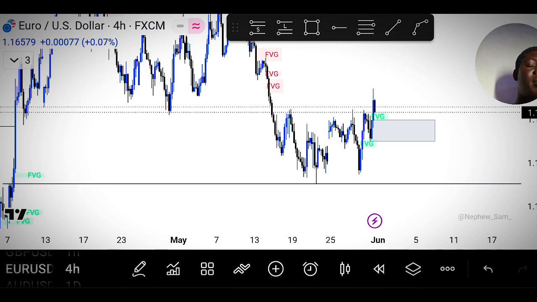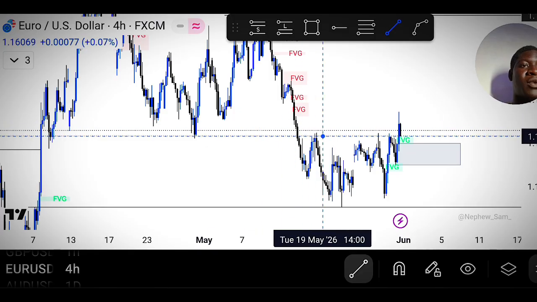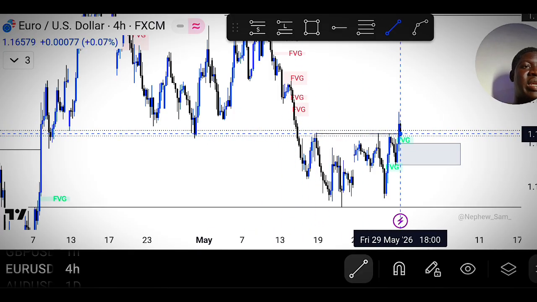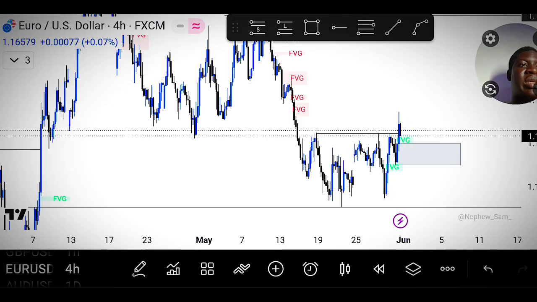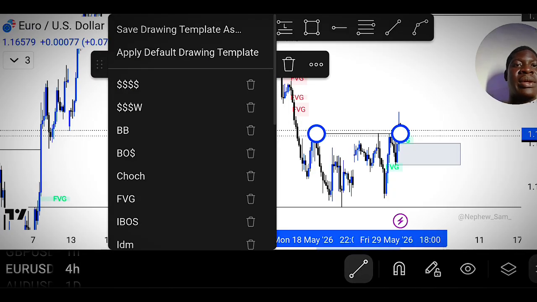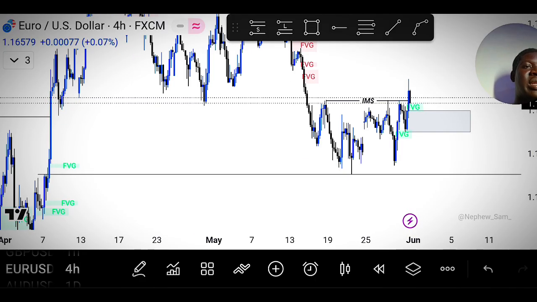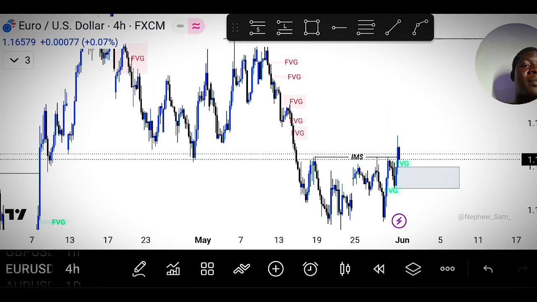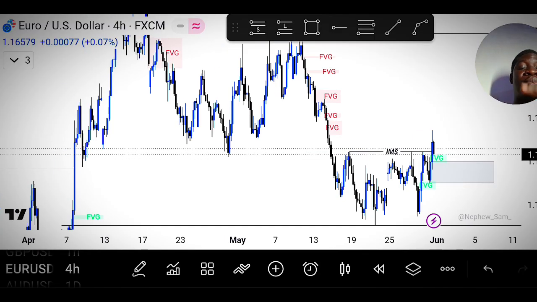My points of interest are at this area. What can we see at this area? We can see the IMS, the internal structure shifts from that area. We can see that the market has changed structure on the 4 hour time frame. So now Euro USD we are bullish, GBP USD we are bullish.